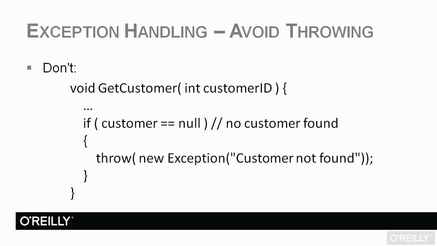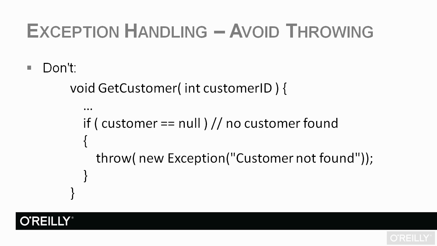So in this example, we're going to try to avoid throwing an exception. Now this method is a void method, despite the fact that it says getCustomer. So we have a getCustomer routine that returns nothing, and we pass in an int customer ID. And we're not happy if the customer is equal to null after we've run this code that looks for the customer. And we're going to throw a new exception that says our customer is not found, and therefore our calling client has to handle the exception.